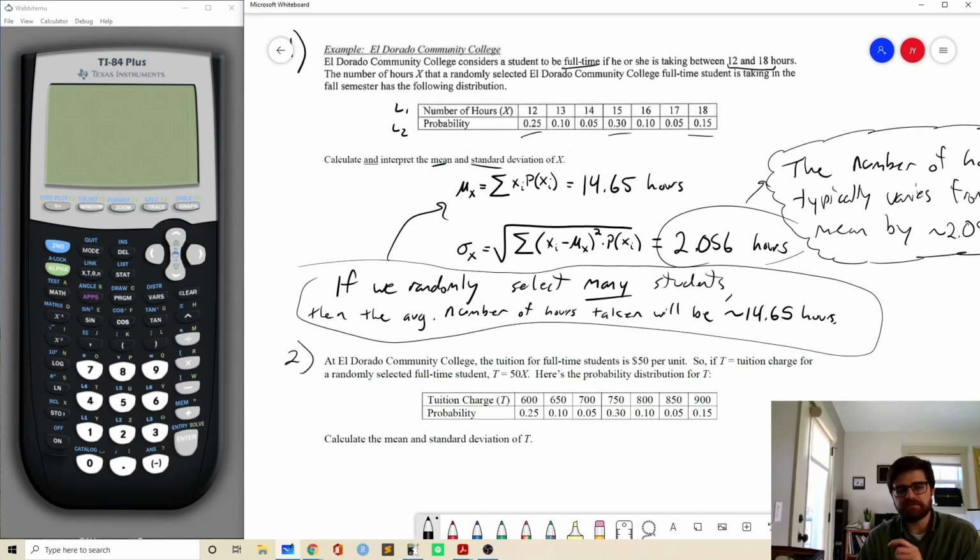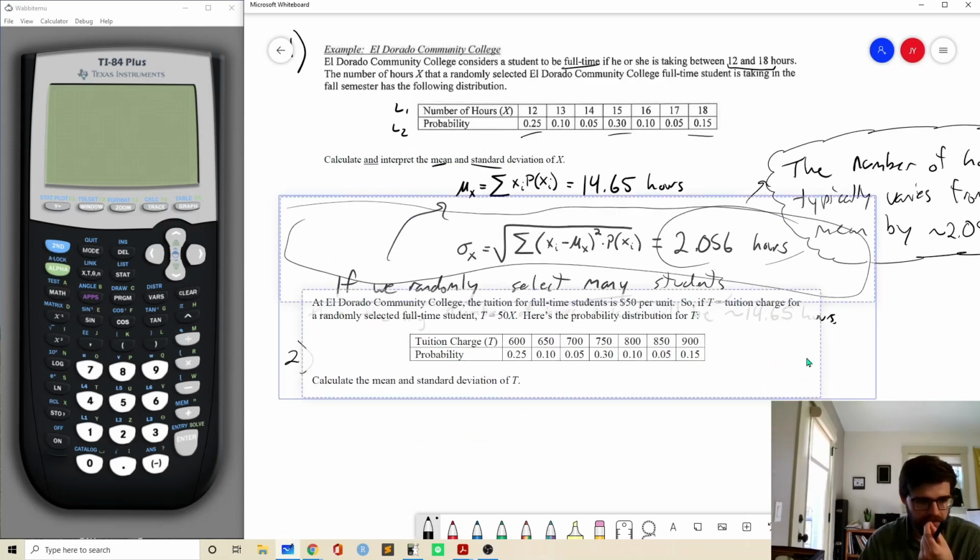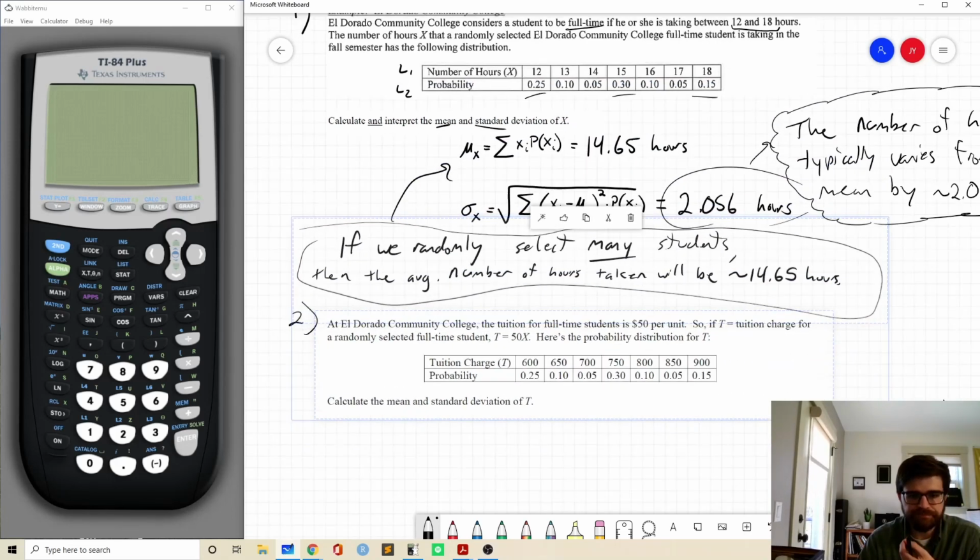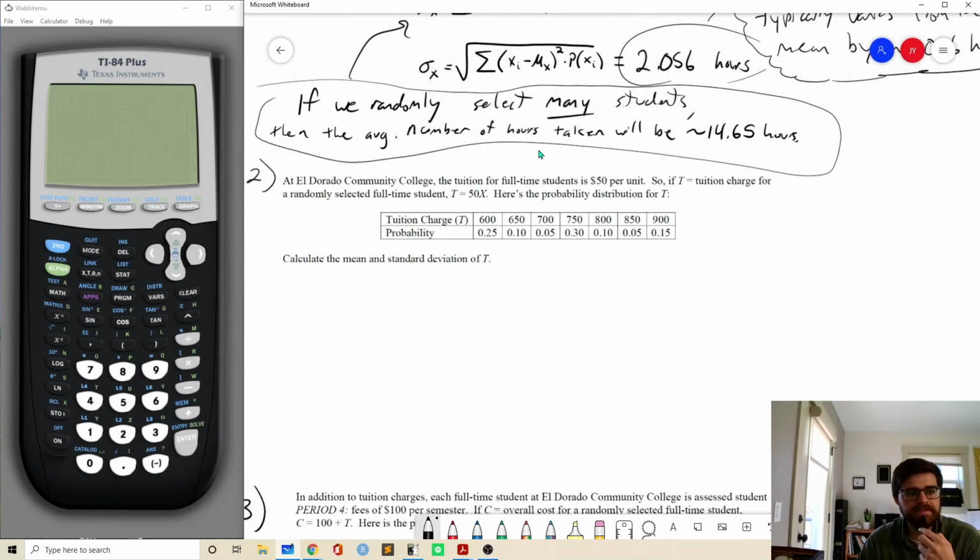Now let's look at actually making a transformation. So, oops. Section says at the community college, the tuition for a full-time student is $50 per unit. It's a cheap school.